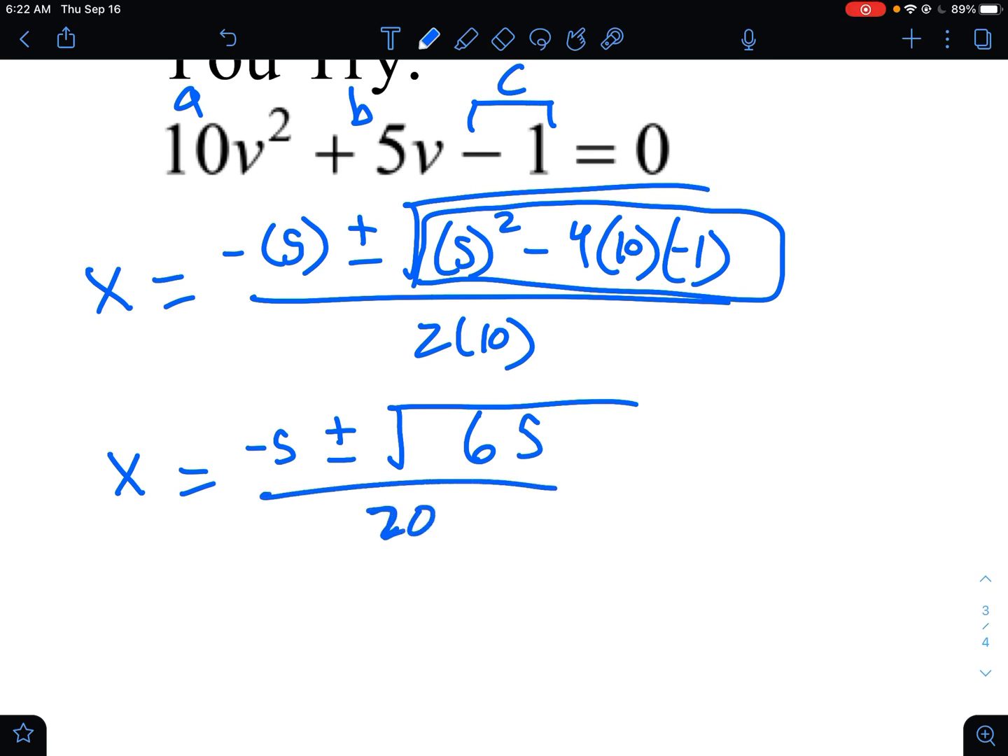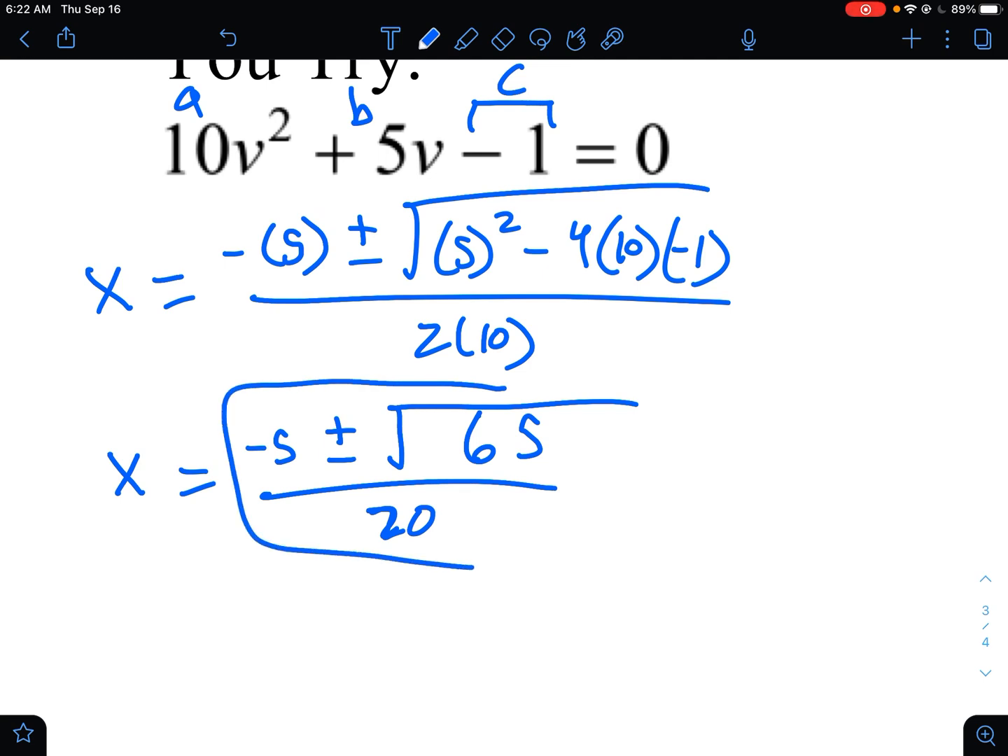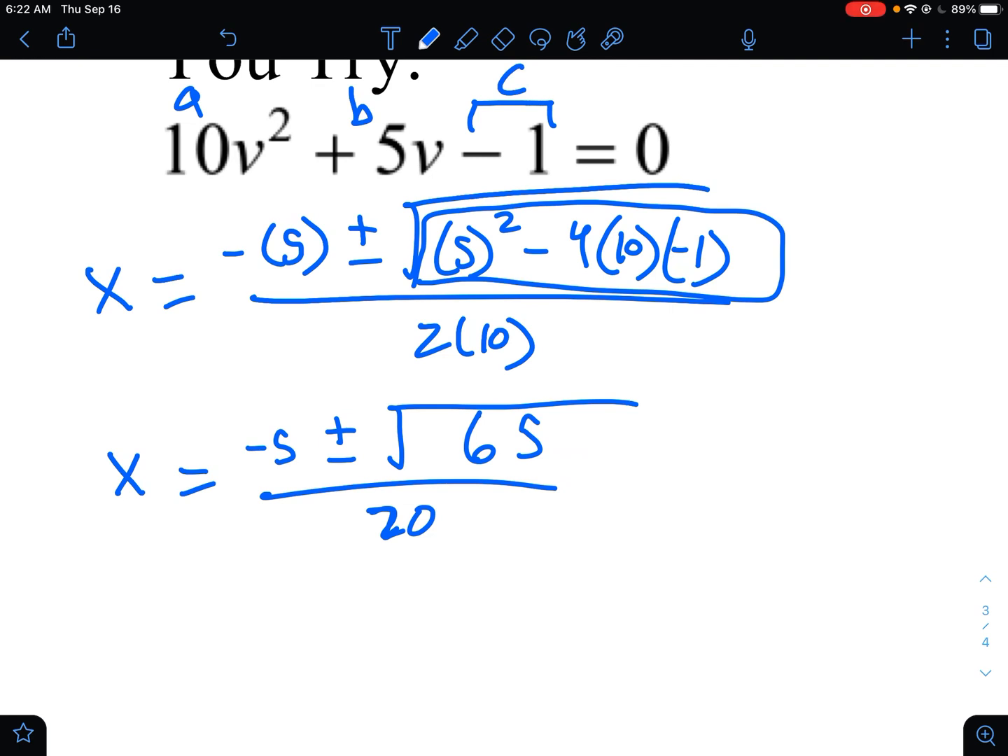And yes, don't put the square root yet. Just put what's inside the square root in your calculator. That way you can write it here, because this is going to be the exact answer. 65 doesn't really simplify because it's 5 times 13. And those are prime, so you can't take that down anymore. And so this is actually the answer.